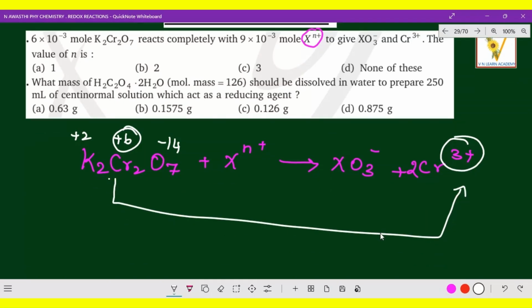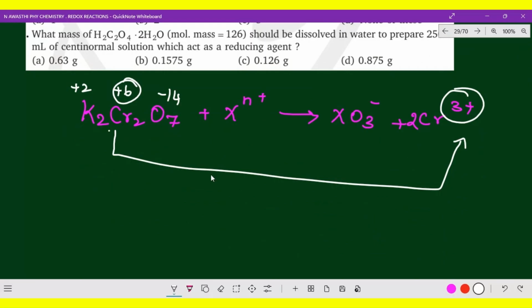Now at this point, how many moles have they given? Let us consider 6 into 10 to the power of minus 3 mole, and here 9 into 10 to the power of minus 3 mole. This only we have to identify.